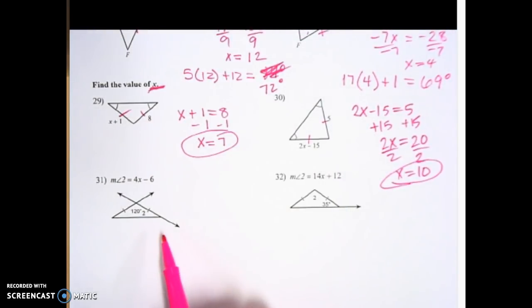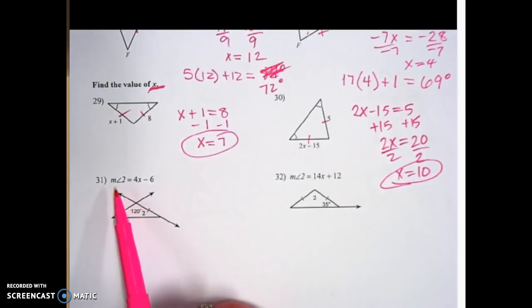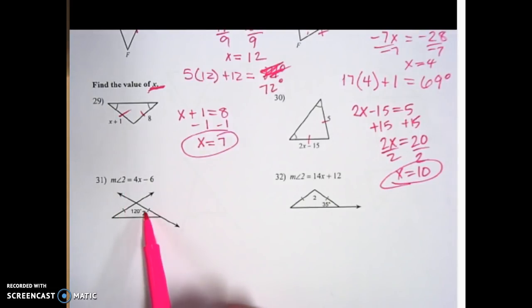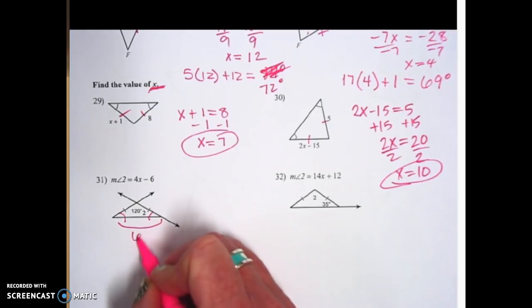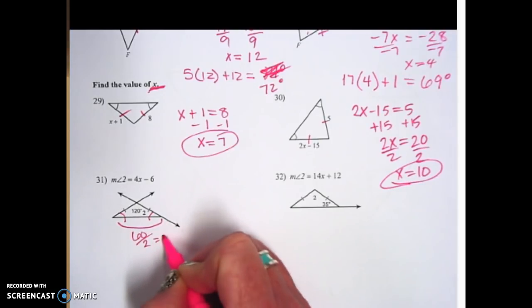All right. The last two, number 31. These two sides are marked congruent, so the two angles opposite them should be congruent. We already know this one's 120, so we subtract that from 180. That means between these two angles, we would have 60. Divide that by 2, so 30 each.